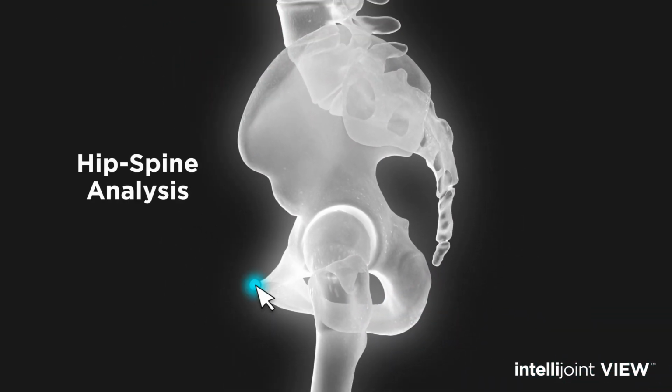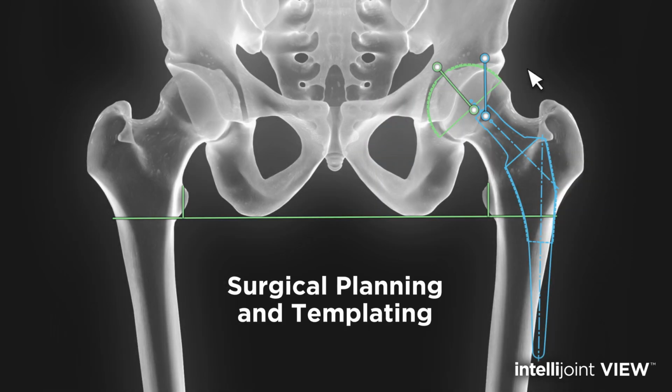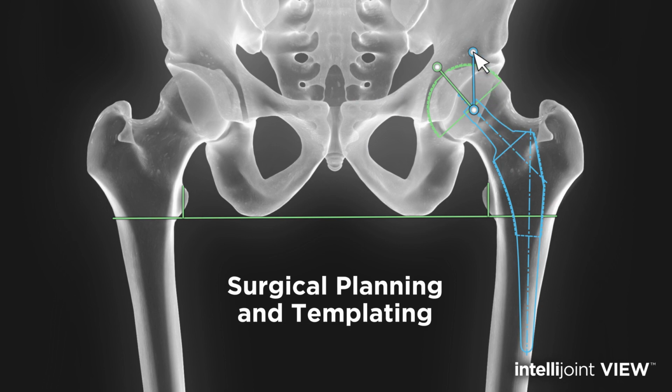At-risk patients can be identified and planned for with a hip-spine analysis and preoperative templating. Incorporating the hip-spine relationship analysis on lateral X-rays can reduce the dislocation rate in patients by 6-fold.